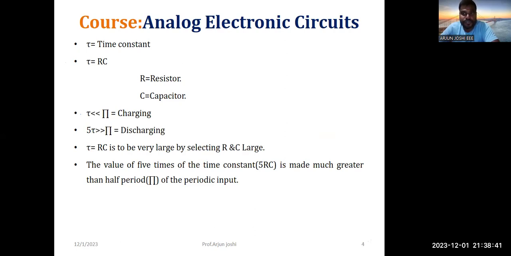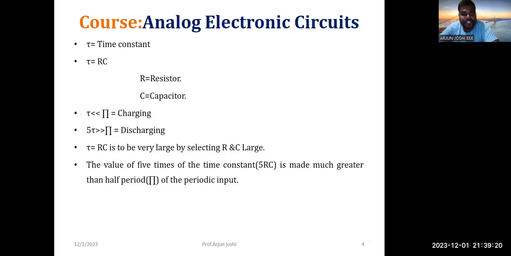We know tau is the time constant. Tau is equal to RC, where R is the resistor and C is the capacitor. The condition is that tau should be much less than the time duration of the positive half cycle, pi, that is T by 2. For example, during 0 to pi, the capacitor will be charging. But in the discharging condition, whenever the diode acts as an open switch, the capacitor will discharge.